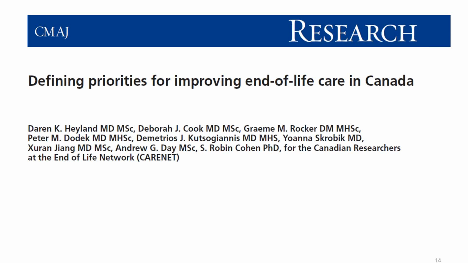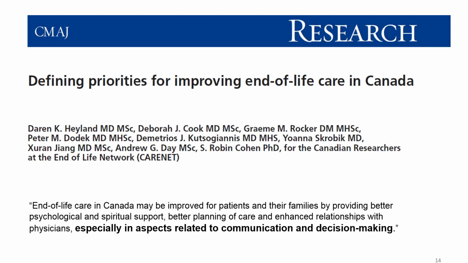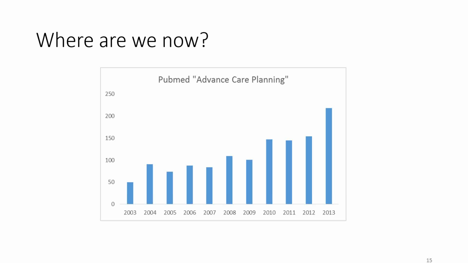This was published in CMAJ in 2010, and I won't show all the data, but what it concluded is that many of the priorities for patients in hospital around end-of-life care in Canada, again, relate to aspects in better communication and decision-making about end-of-life issues. So very clearly, frail elderly in Canada are asking for improvements in the way that the healthcare team communicates about end-of-life care and engages them in decision-making.